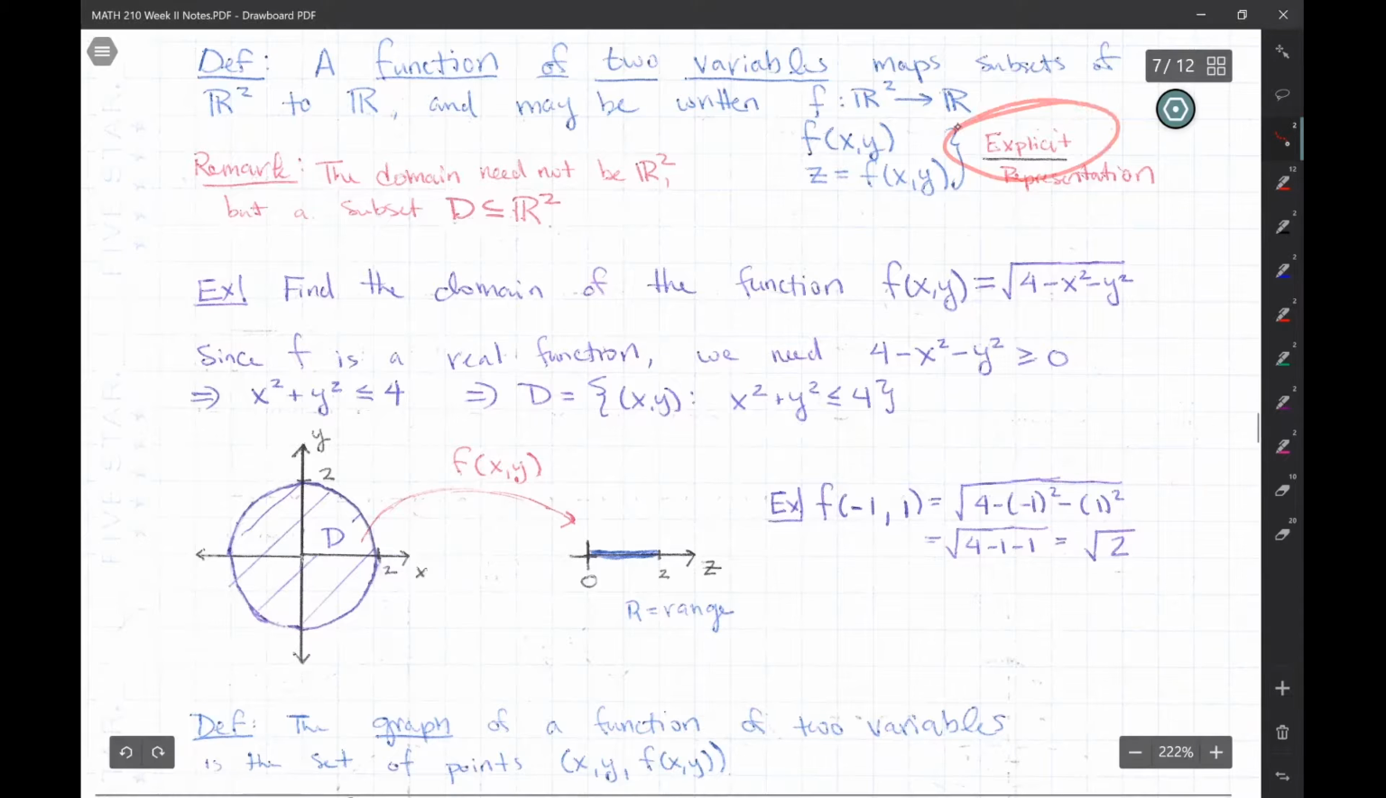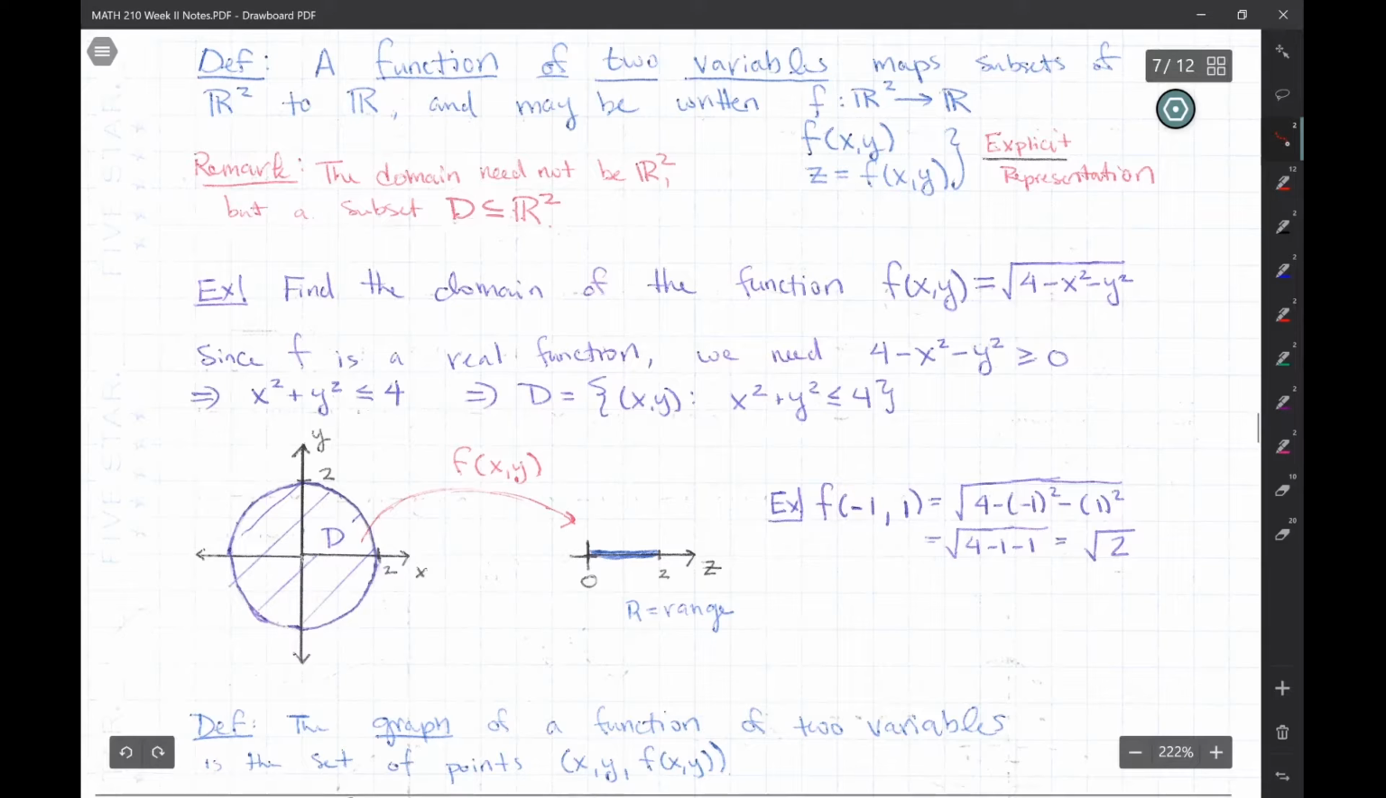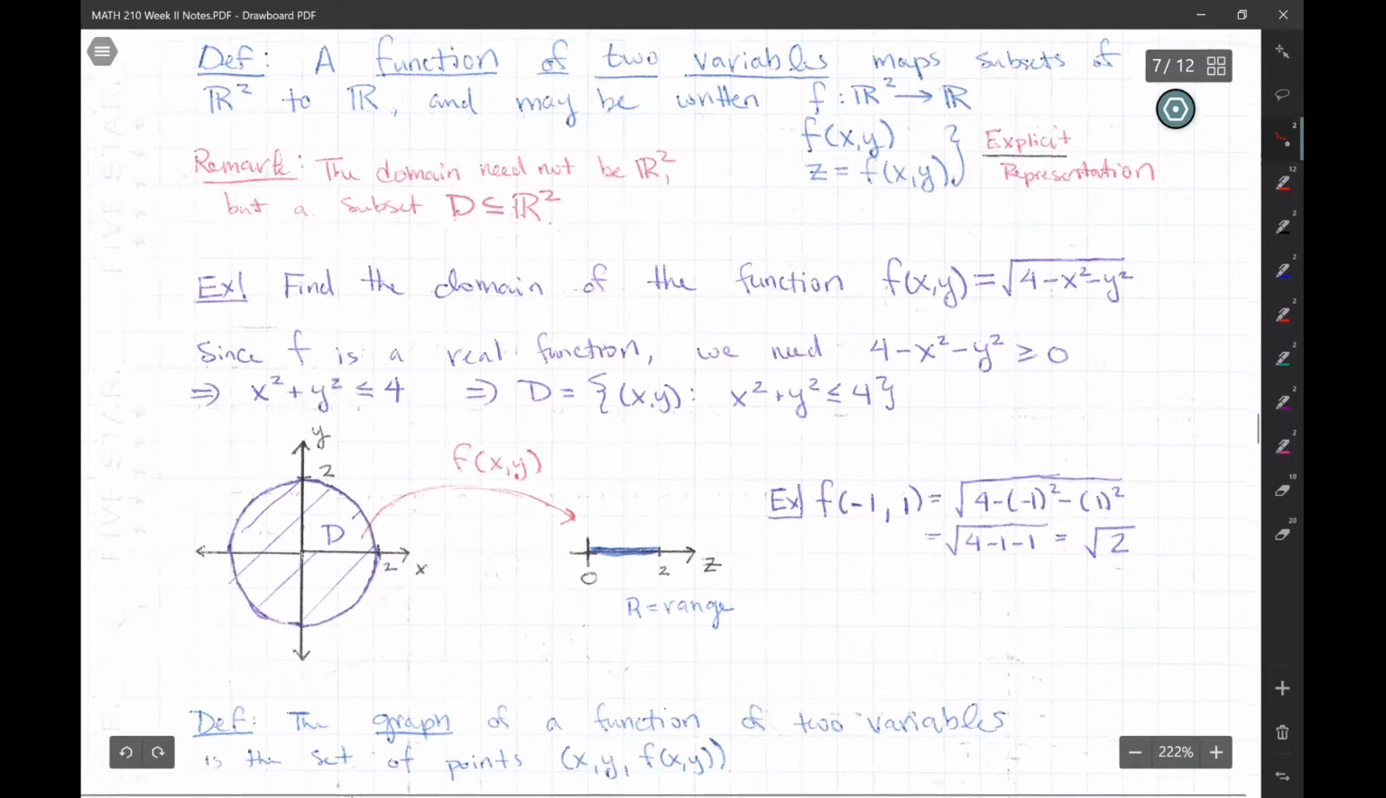Also note that when you see a function written out as f(x,y), or z is equal to some function of x and y, then this is called the explicit representation. The function is given to you explicitly. It tells you precisely what you should do if you got an x and a y.